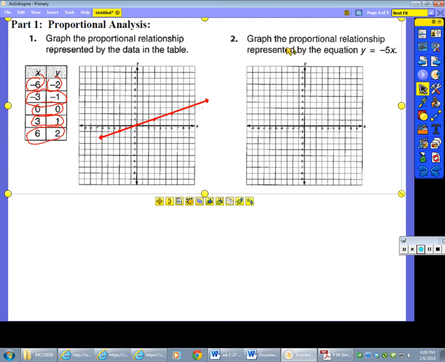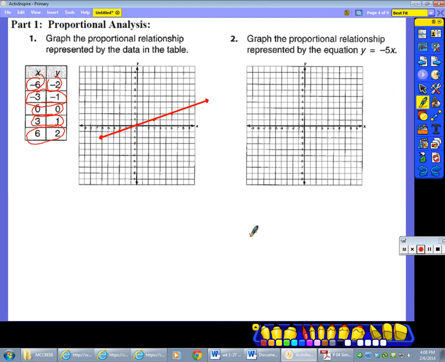Number 2, it says graph the proportional relationship represented by that equation. So I'm going to write that equation down here. Y equals -5x, and that's it. Now, the y-intercept in this situation is nothing, or it's 0 really, because it's y equals mx plus b. But they didn't have this last section, so that means my y-intercept is 0. So I'm going to put a point at the y-intercept, and my rise over run is 5 over 1. So I'm going to rise up 5, and I'm going to run over just one place.